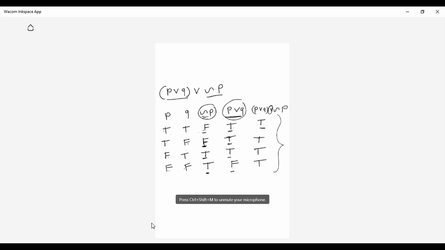Don't be in a hurry. Find out the terms, analyze the terms, and put those terms in front of P and Q. Go step by step, and finally you will have your answer.